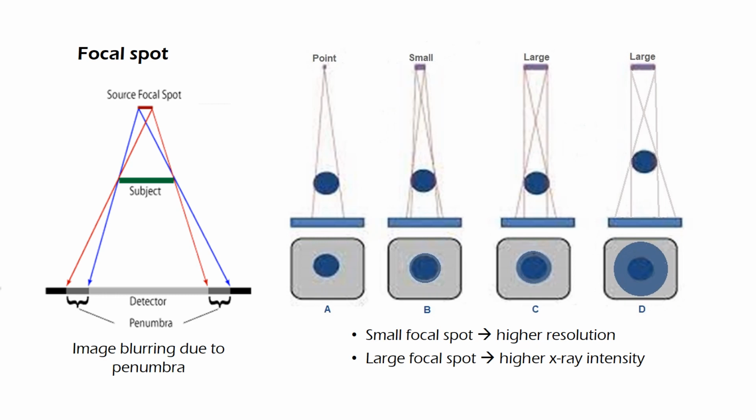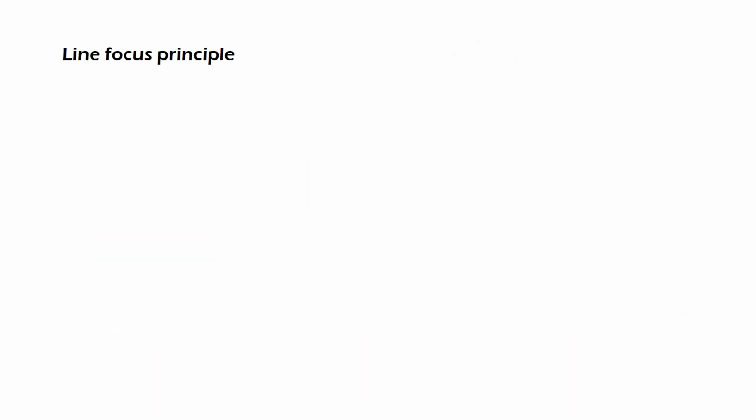To summarize, we can say that a small focal spot produces sharper images, but the X-ray output intensity is limited. A large focal spot, on the contrary, produces X-ray output with higher intensity, but suffers from loss in image resolution. To balance the need for large X-ray intensity with that of a small focal spot size, the line focus principle is used. Line focus principle.